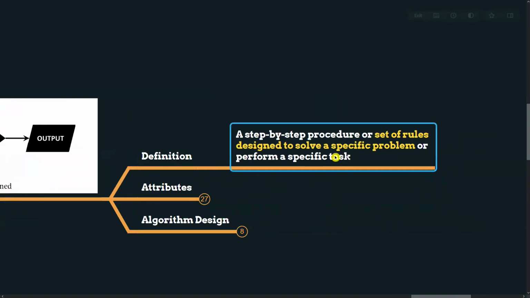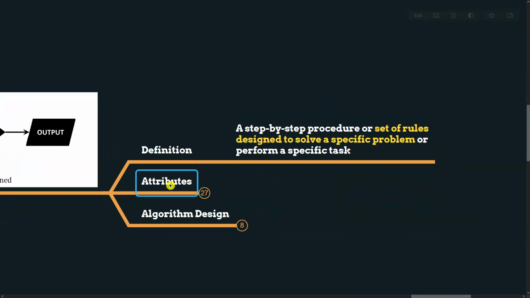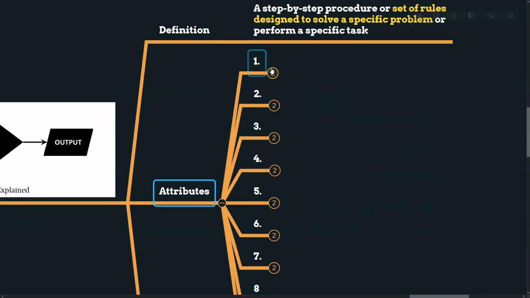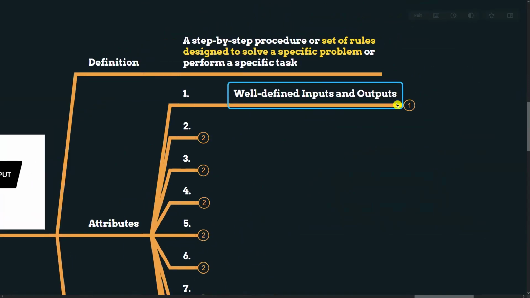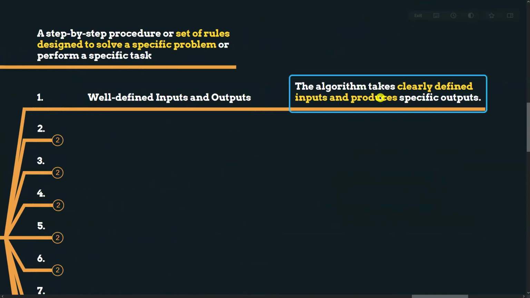The definition is: step-by-step procedures or a set of rules designed to solve a specific problem or perform a specific task. That's what is called an algorithm, right? Now the attributes, let's talk about attributes. Attributes means characteristics of an algorithm. The first one is well-defined inputs and outputs. The algorithm takes clearly defined inputs and produces specific outputs, right?